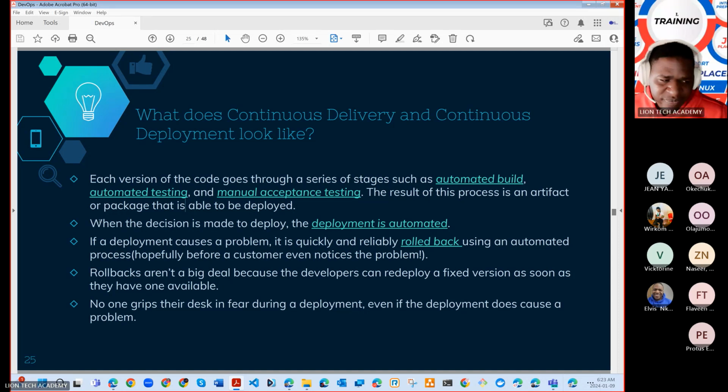So now they can automatically catch it in the testing environment. Why? Because there's that testing. Oh, this is not working, and so we cannot push it to production.